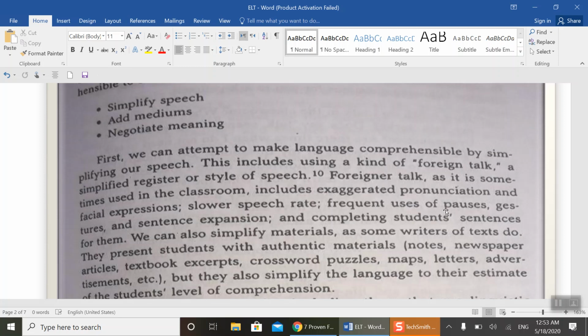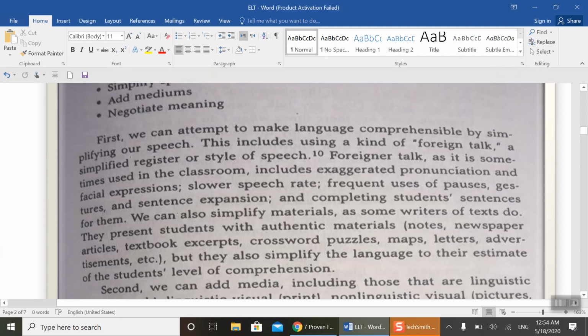Don't put it in a few words. Expand it to make it more comprehensible. And complete, or complete, student sentences for them. Sometimes when the students speak, try to complete them. Okay? You see here how to simplify speech.